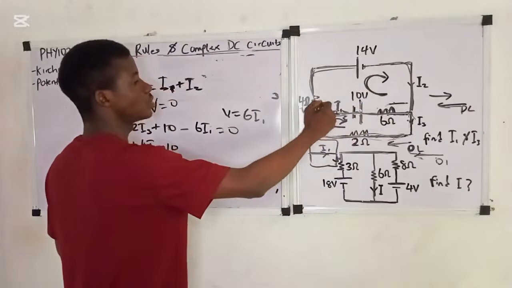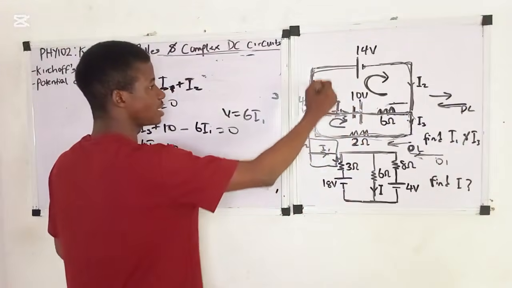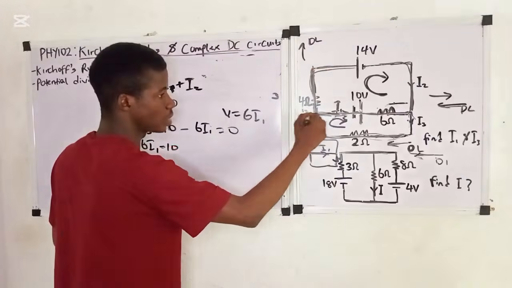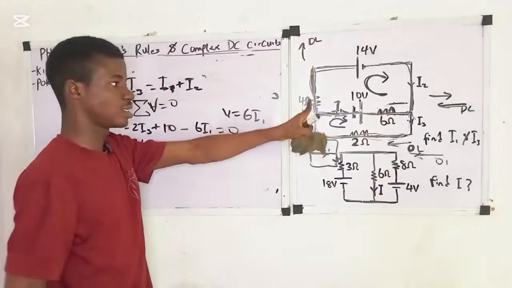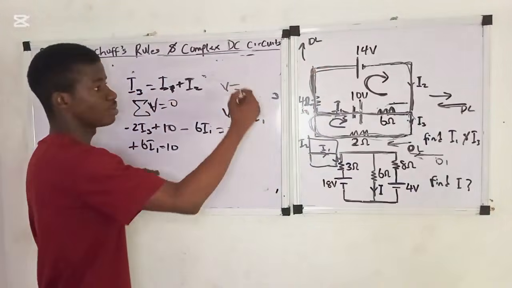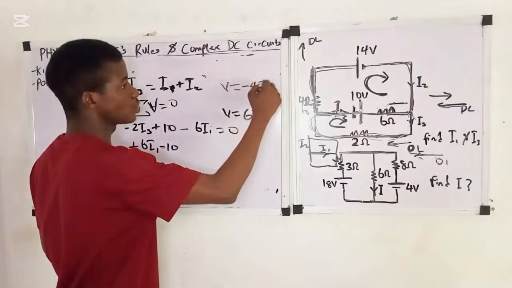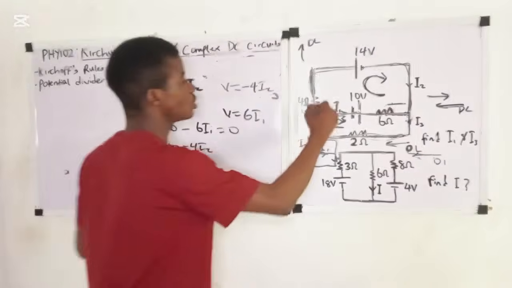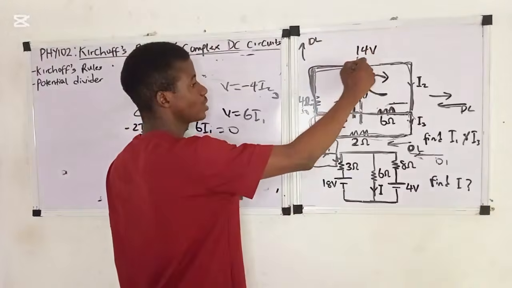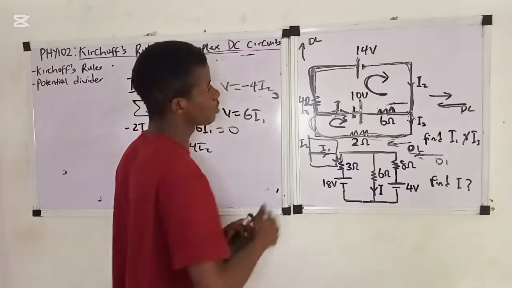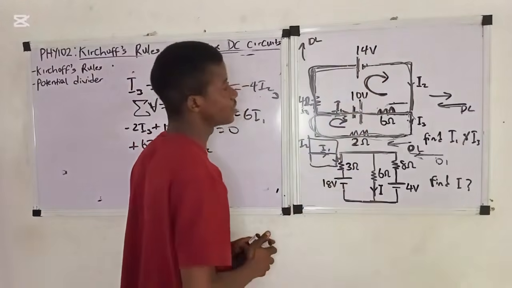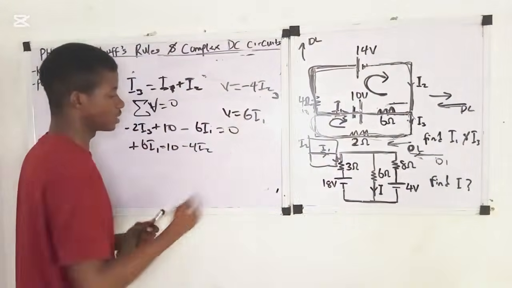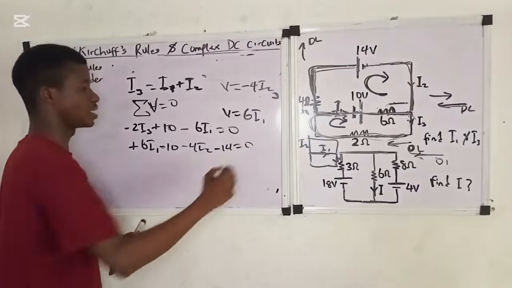We are going like this. In here, the direction of the loop is like this, and the direction of I2 is still like this, right? Across this resistor, the voltage will be minus, so minus 4I2. Then we continue, go like this. When we get to here, we are moving from positive to negative. Therefore, the voltage will drop. Voltage will be minus 14, so minus 14, then equals 0. All right, so this is it.